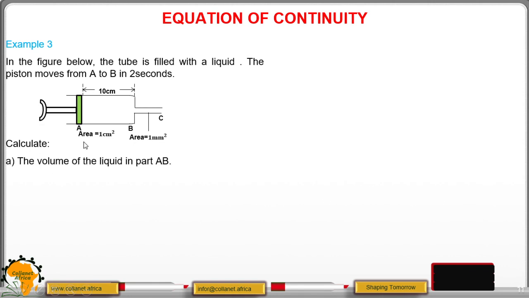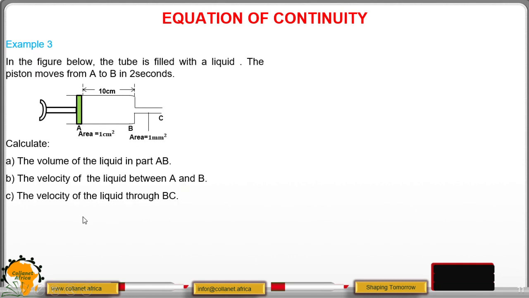The questions are: A, calculate the volume of the liquid in part AB, so we mean this part here. B, the velocity of the liquid between A and B, this side. C, we have the velocity of the liquid through BC. So let us begin.